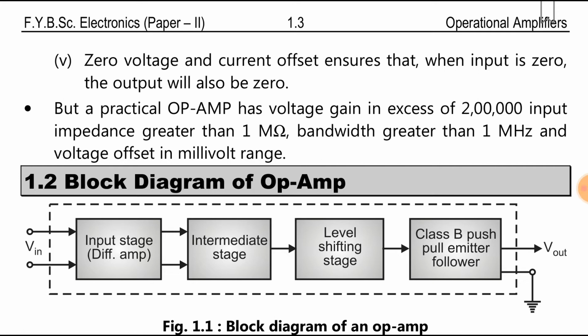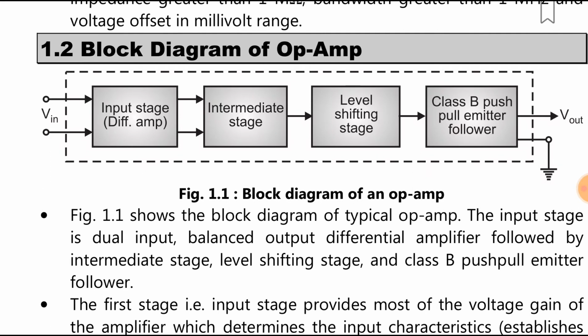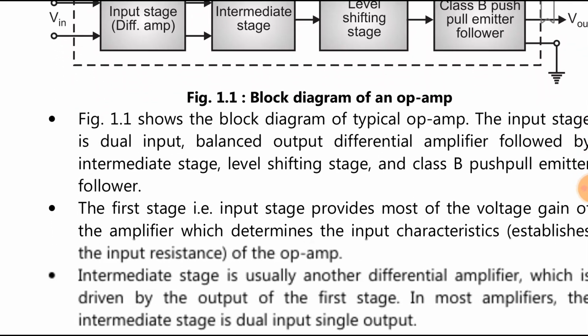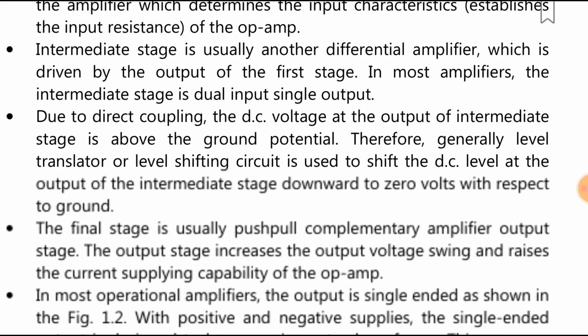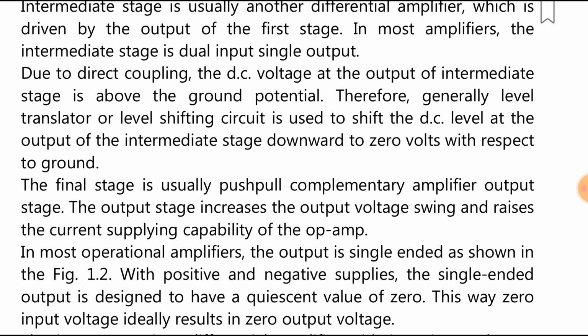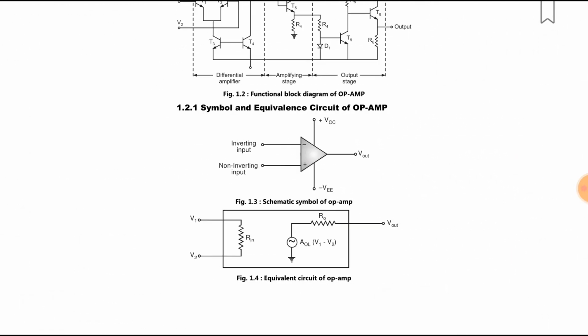For a practical op-amp, the voltage gain is more than 2 lakhs, input impedance is greater than 1 megaohm, and bandwidth is greater than 1 megahertz. Now what is the block diagram of an op-amp? It consists of an input stage, intermediate stage, level shifting stage, and class B push-pull amplifier. All these stages amplify the signal which comes at the input of the op-amp.